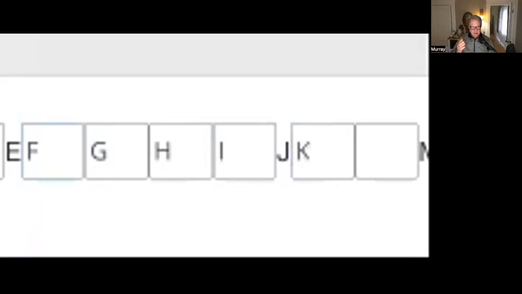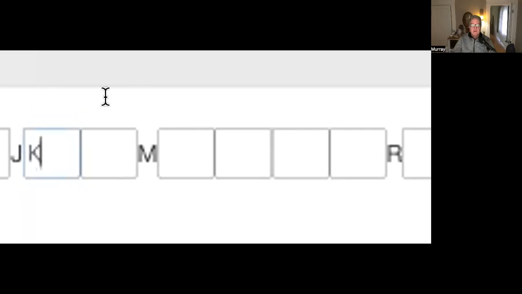Otra vez, again, capital, grande, mayúsculo, see? And se dice aquí, uppercase is grande. Sometimes se dice capital. Go here. K, the next letter is L, M, N, and O.